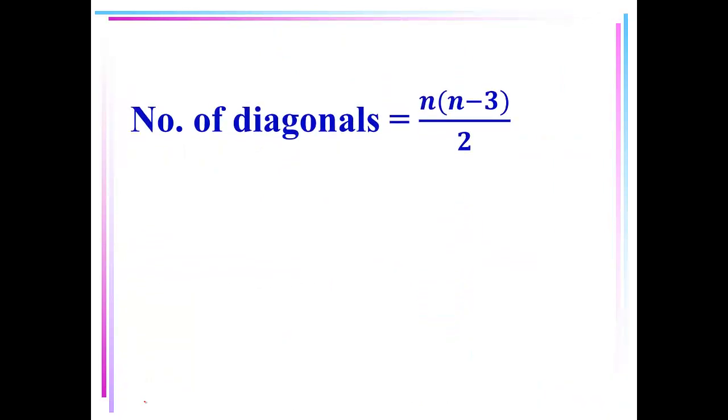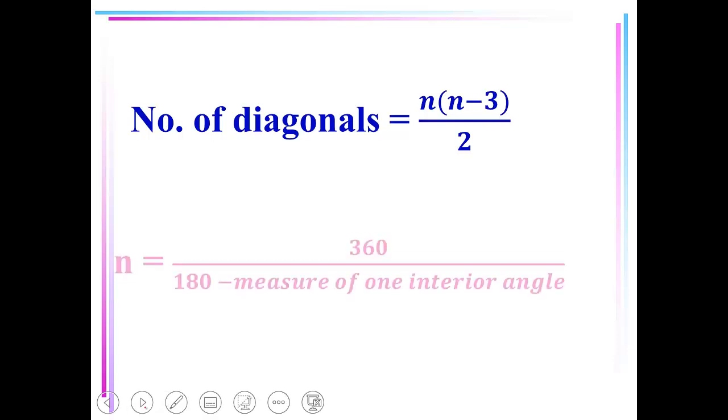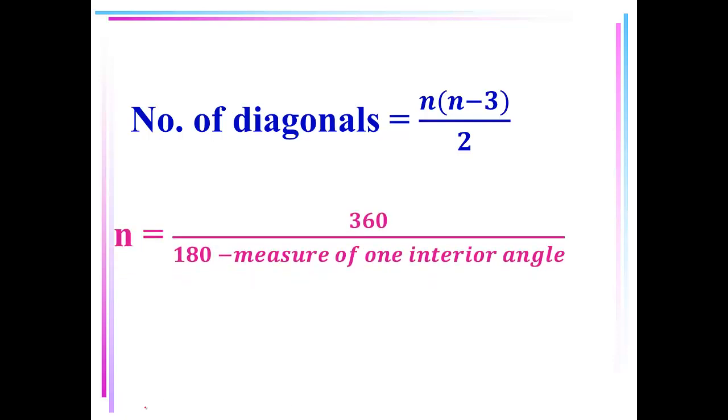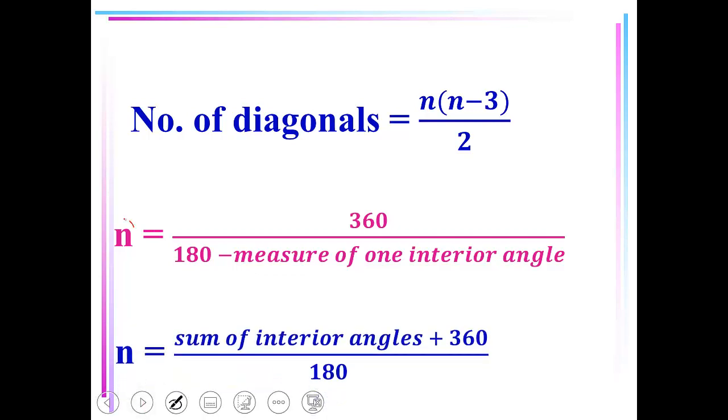We said that to find the number of diagonals, I make n times n minus 3, all divided by 2, and n also stands for the number of sides. Now, I have two other rules I use to find the number of sides. One of them is 360 divided by 180 minus the measure of one interior angle. So, if I was given the measure of one interior angle and I want to find the number of sides, I make 360 divided by 180 minus the measure of one interior angle.